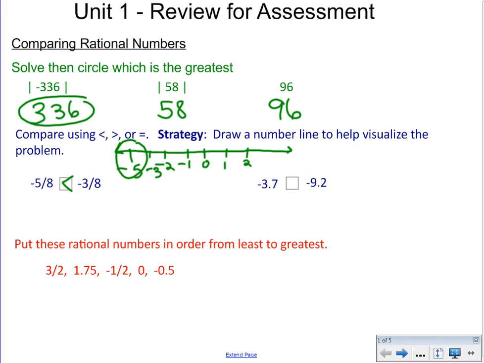We're going to do the same thing for negative 3.7 and negative 9.2. Negative 9 is more negative than negative 3, so negative 9 is less than negative 3.7. We could also say negative 3.7 is greater than negative 9.2.